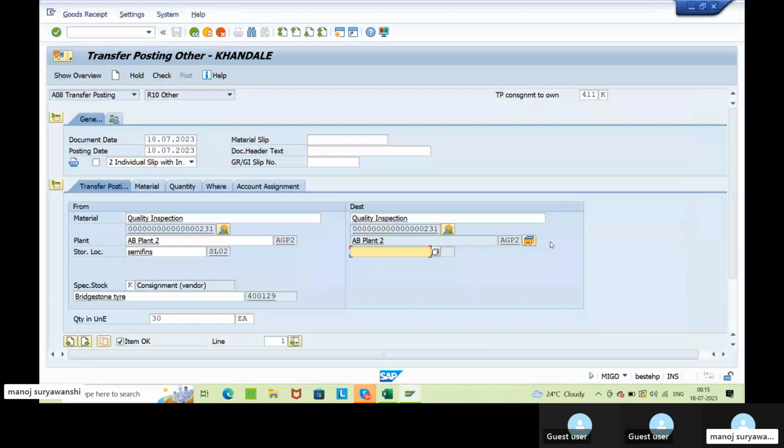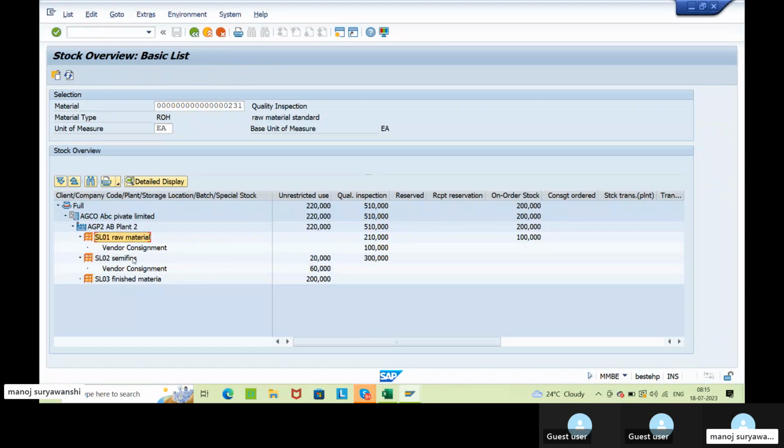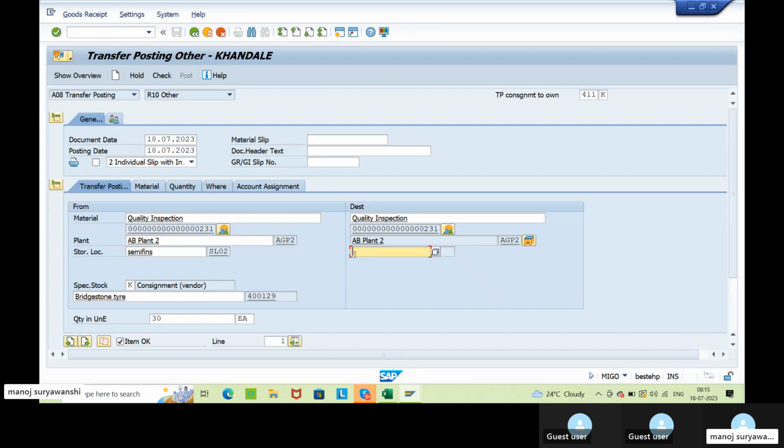कौन से स्टोरेज लोकेशन में डालना है, डेस्टिनेशन, स्टोरेज लोकेशन और प्लांट। डेस्टिनेशन प्लांट इज AGP2, स्टोरेज लोकेशन कहाँ पे डालना है, आप SL01 में भी डाल सकते हो, SL02 में भी डाल सकते हो। So let me transfer it to SL01 30 quantities. So I'm moving quantities from consignment stock to own stock. Check and post it.